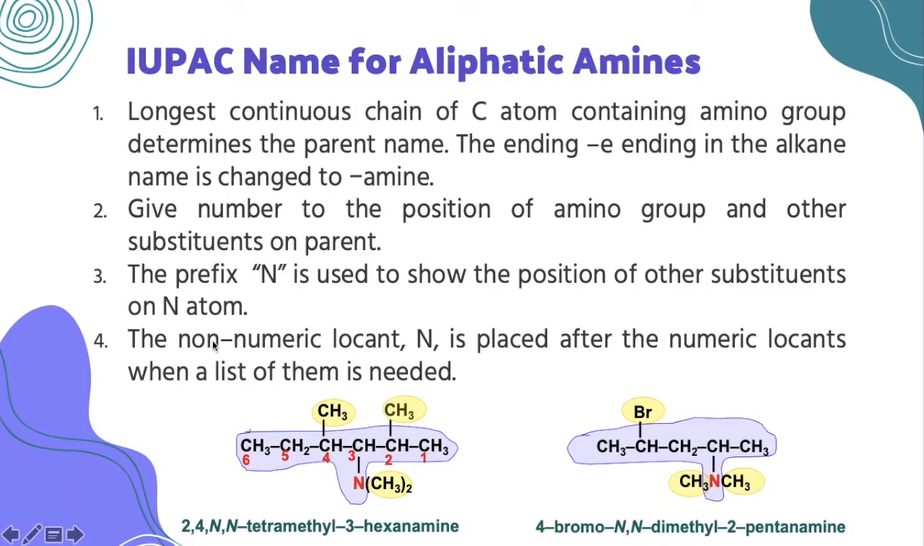The statement means you have to put the number first before the N, not N,N,2,4. It's 2,4-N,N. This is for aliphatic amines. Put the number first before the N. So 2,4-N,N. N means the substituent is at the N, not at the carbon, because the numbering is for the carbon of the parent, but the N is for the group attached to the nitrogen.